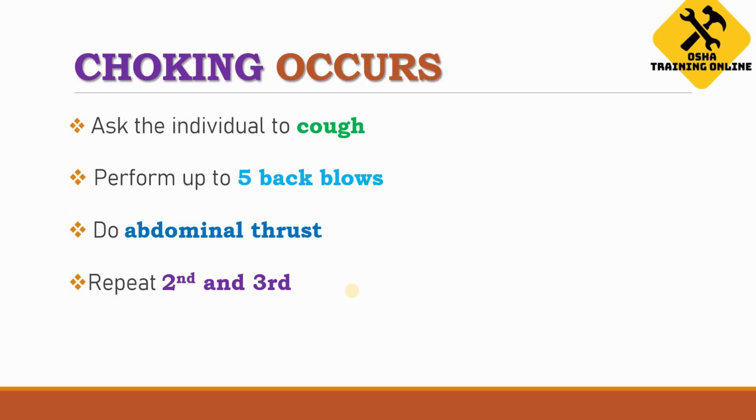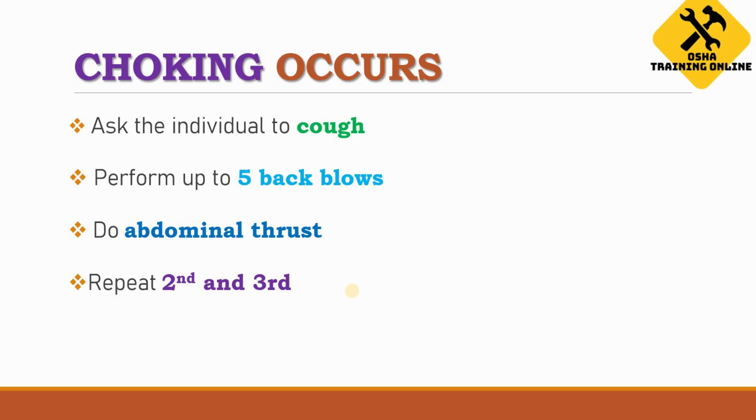What if choking occurs to a person? In case of choking, you have to ask the individual to cough or speak and perform right away five back blows. Hitting five times from the backside with hands is called back blows, and do abdominal thrust. Repeat second and third. Now, what is choking?